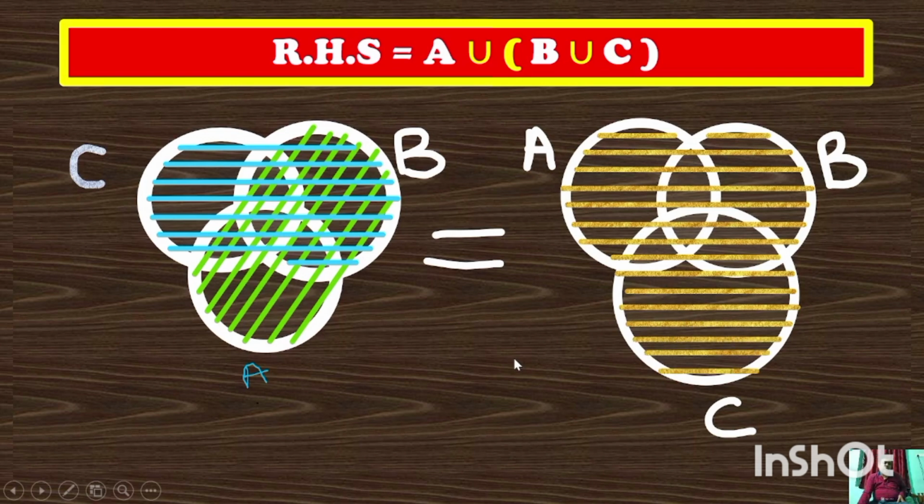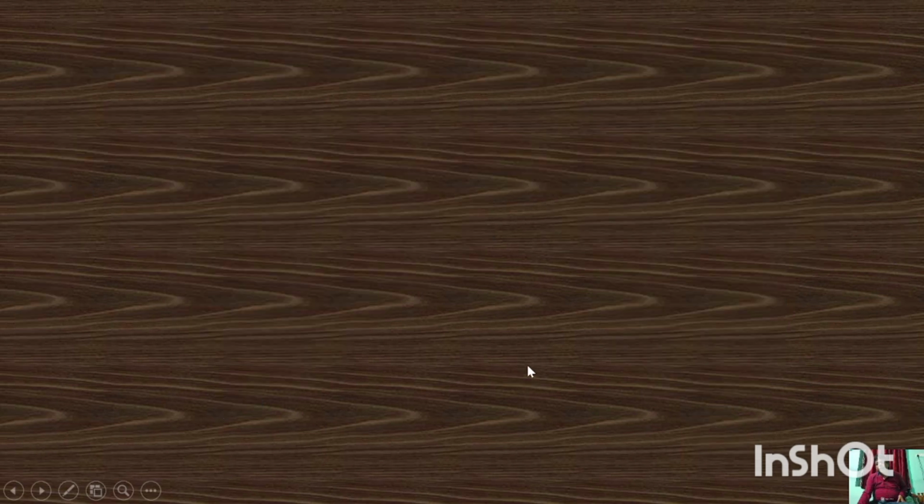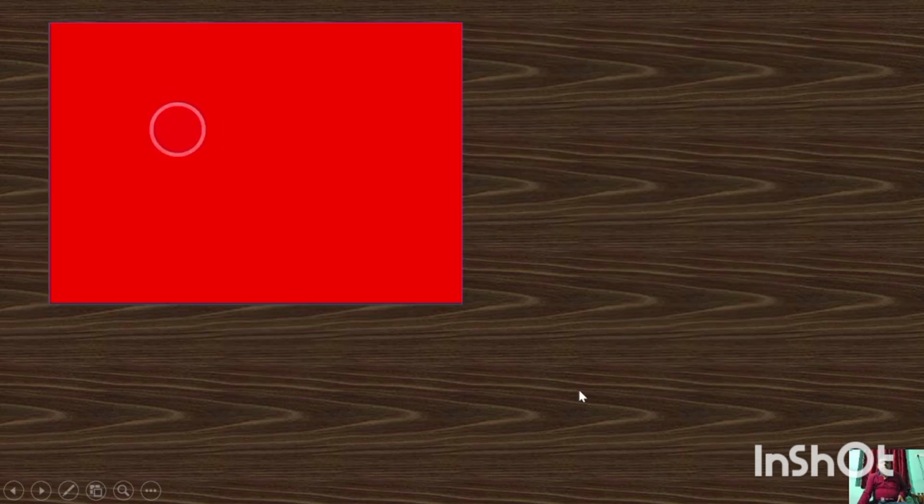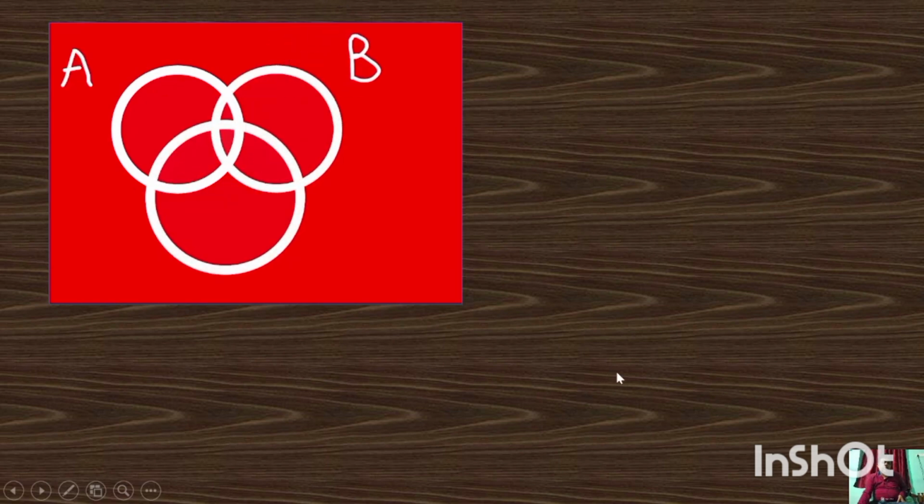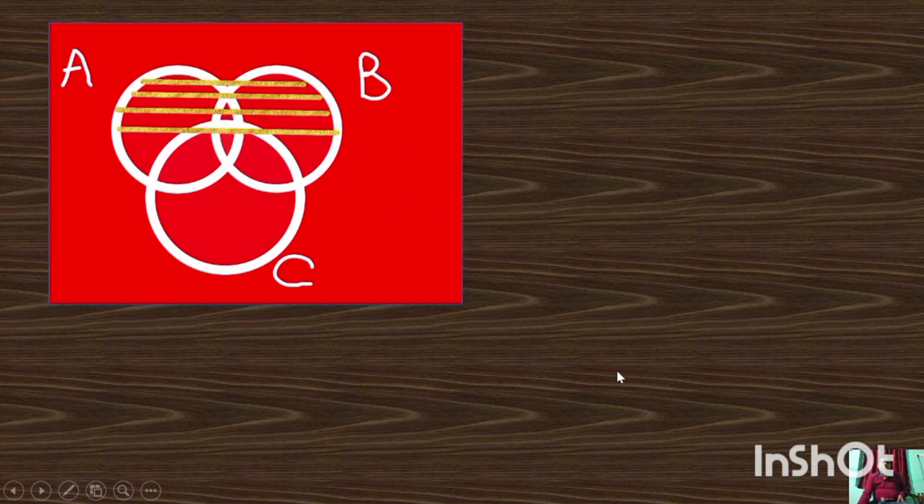Right? Okay, understand? And from both the Venn diagrams it is clearly understood that set union obeys the associative property. The set union obeys the associative law. Look more clearly, the Venn diagram can be understood: the associative property of union of sets.